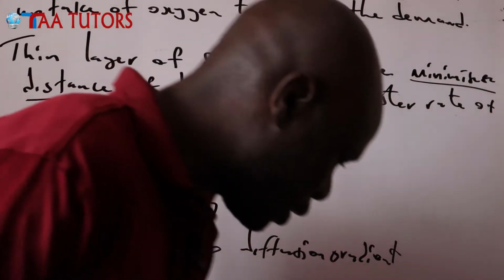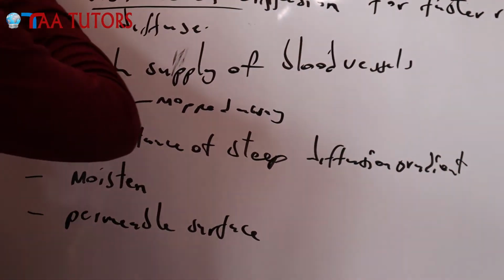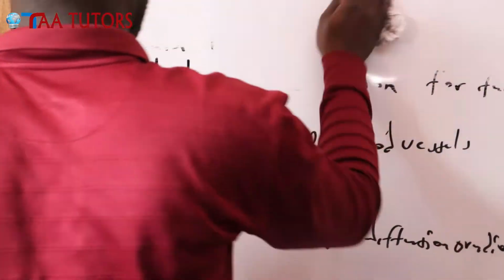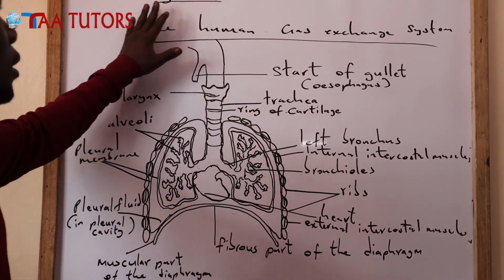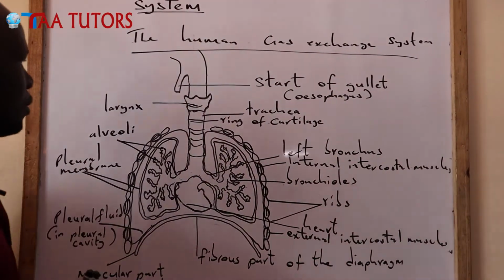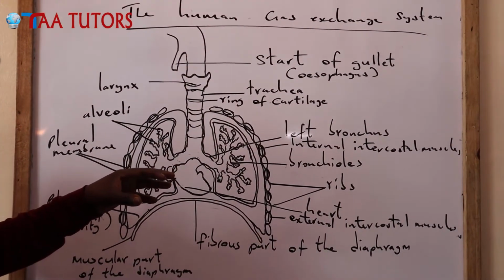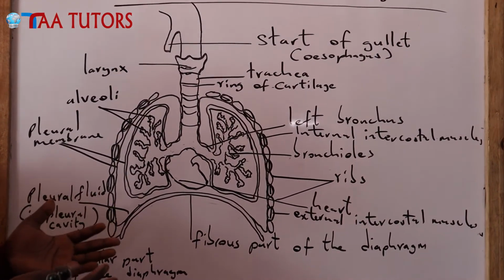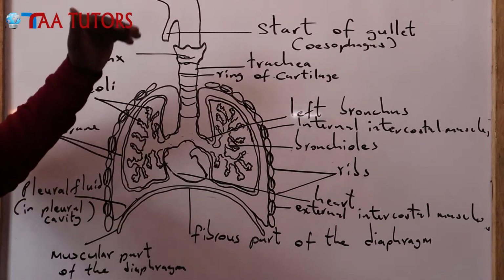So I want us to quickly look at how we have it in the human being, the gas exchange in human beings. How does the system look like? So this is the human gaseous exchange system that I want us to have a look at and know. But first of all, I want you to know that the human gaseous exchange system is based on the chest cavity, which is actually specialized to make sure that there is that exchange between the internal body part, that is the lungs, and the external environment.